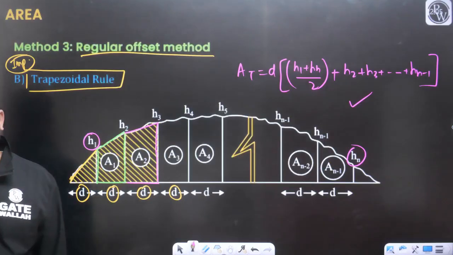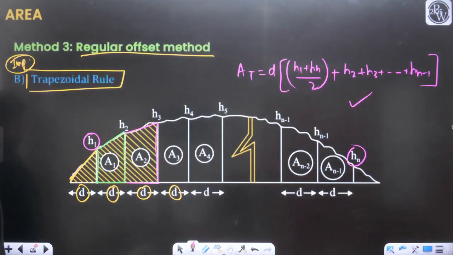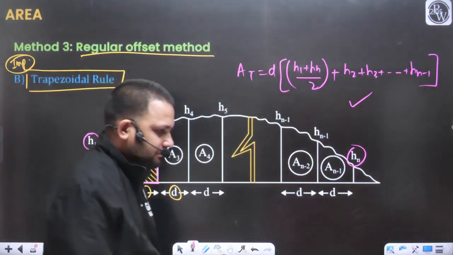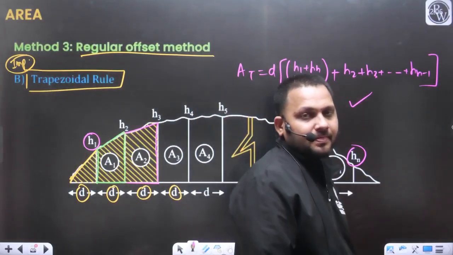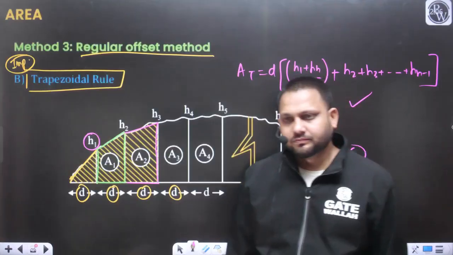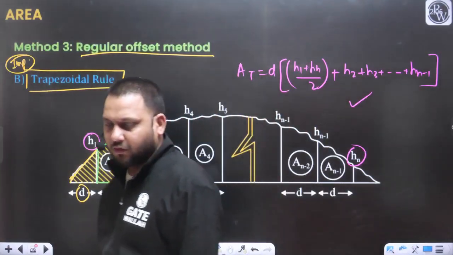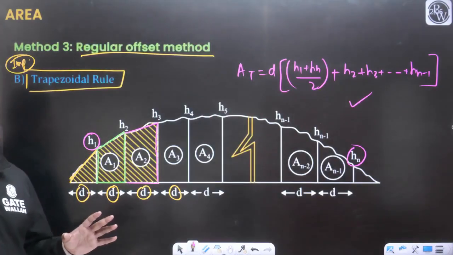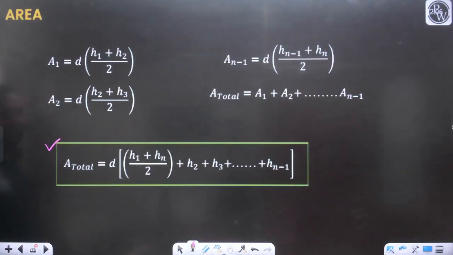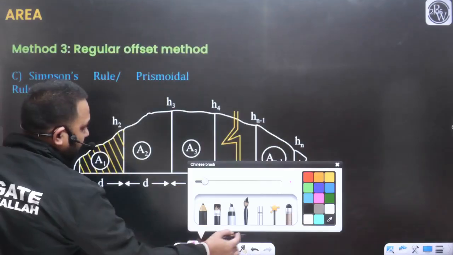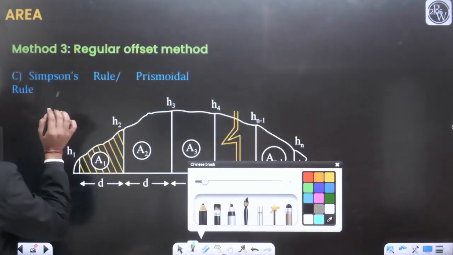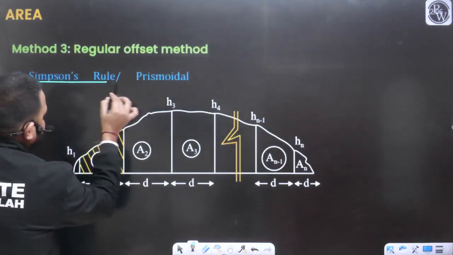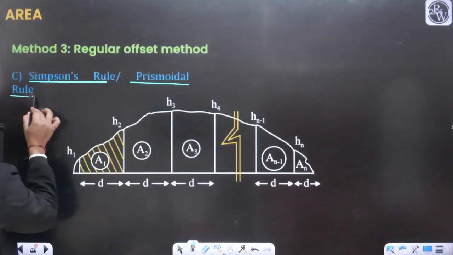Is the point clear to everyone? Okay, now the discussion is clear. And the most important, or you can say the most accurate method for the calculation of area for an irregular shape, is going to be Simpson's rule or Prismoidal rule.